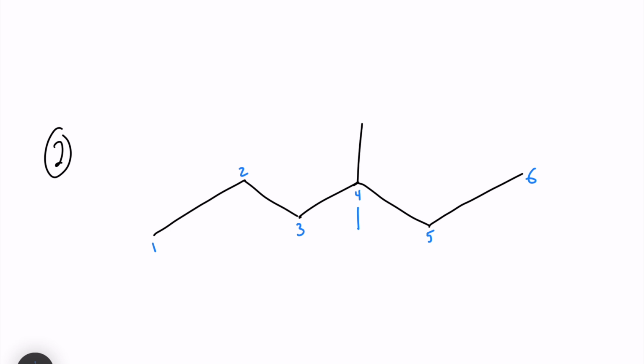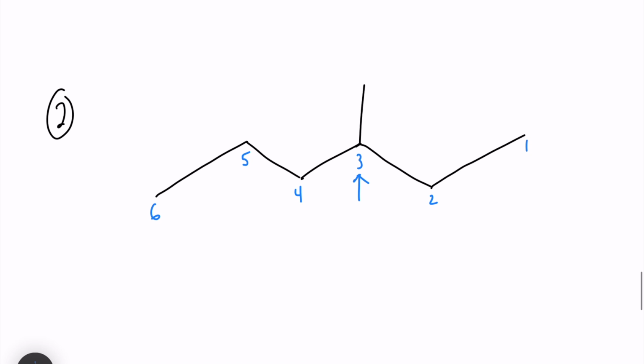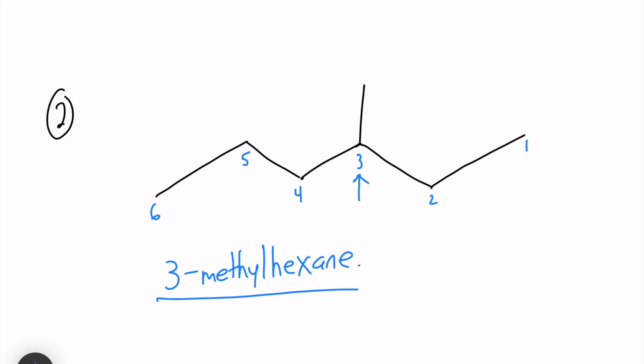Let's try it the opposite way now. So we'll go right to left. So we have 1, 2, 3, 4, 5, and 6. So here our substituent is attached to carbon number 3. So that is the way we must name this hydrocarbon. So we have 3, and again, this is just a methyl group. We only have a CH3 group attached to carbon number 3, so we have 3-methyl, and like we said before, the parent chain is hexane. So we have 3-methyl hexane.